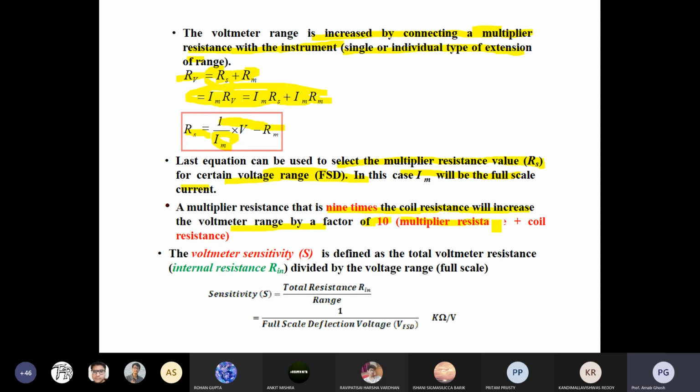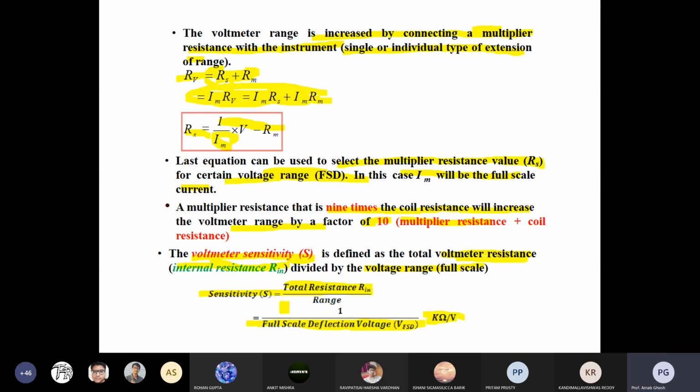So voltage sensitivity, you can also find out the definition: the total voltmeter resistance, whatever internal resistance you have, divided by the voltage range or full scale. So the sensitivity formula is the total resistance RV divided by the range. Another formula is 1 by the full scale deflection current. That is kilo ohm per volt. Whatever unit it is, it is decided by you. Okay, that is sensitivity.